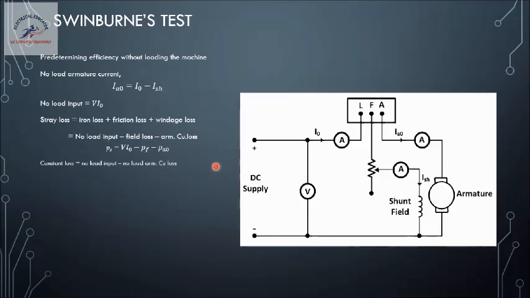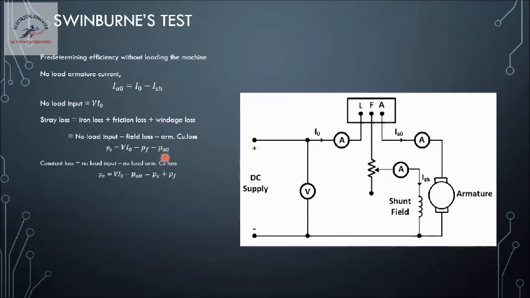Now armature copper loss is a variable loss. So from the input, if we subtract the armature copper loss, whatever is left out can be called constant loss. Okay, so this is how we find out the constant loss. From the no load input, we subtract the armature copper loss at no load.